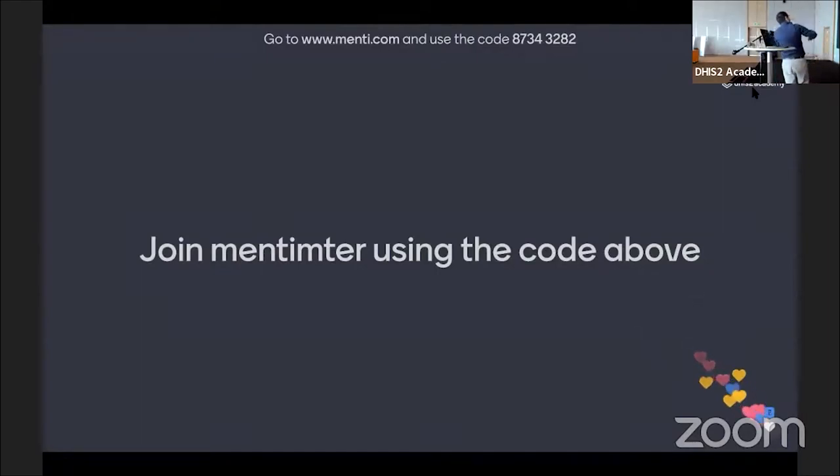So the code is 8734-3282. I'll just leave this up for a moment. And you can use your phone or your computer. Please don't use both at the same time. Yeah, so just a couple of questions for feedback, and then we'll have a short quiz as well. Just give everyone a second to join. Everyone able to join? Anyone having any problems? No? Okay, let's get started.